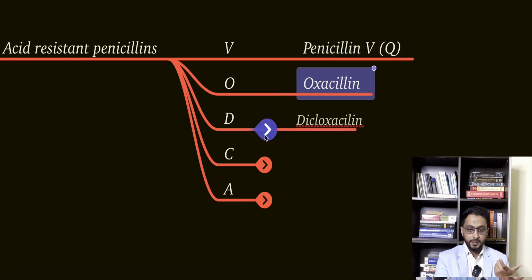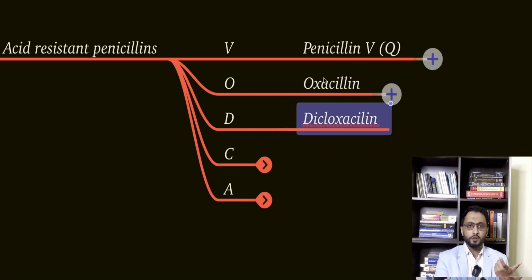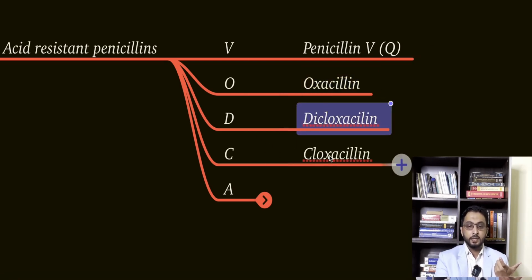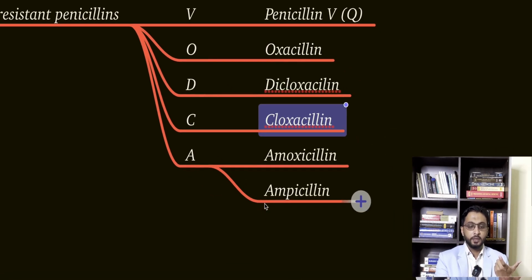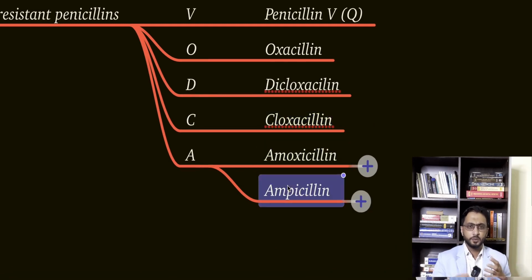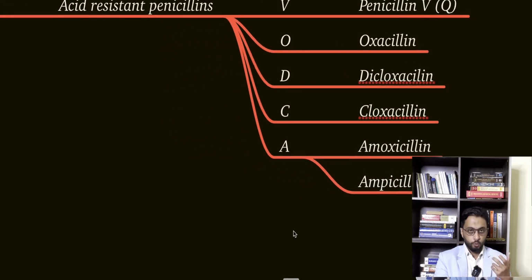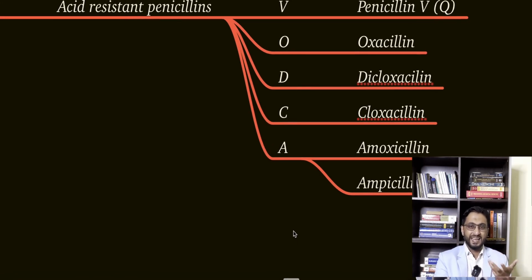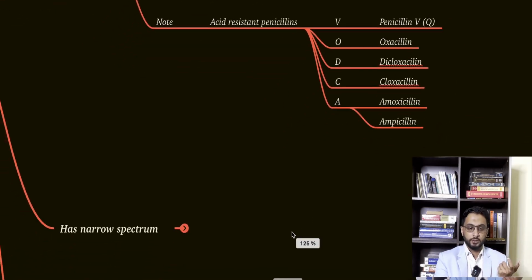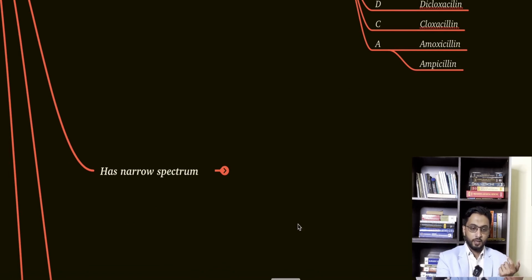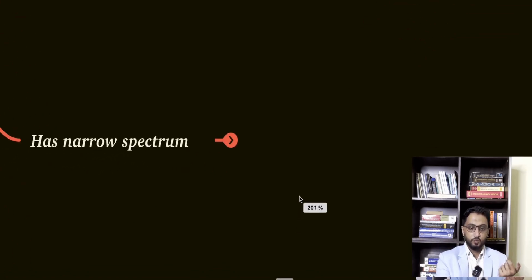Oxacillin, dicloxacillin, so related: oxa, dicloxa. Then you have cloxacillin, so oxa, dicloxa, cloxa, and finally the very familiar amoxicillin and ampicillin. That's why we are giving it orally, isn't it? It's a very important agent. We are giving it orally, amoxicillin and ampicillin. So acid resistant: vodka. Just remember that vodka is resistant to acid, the raw vodka, which is one of the very famous alcohols used in Russia.